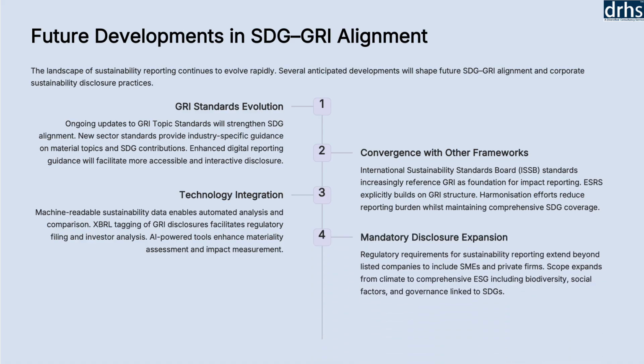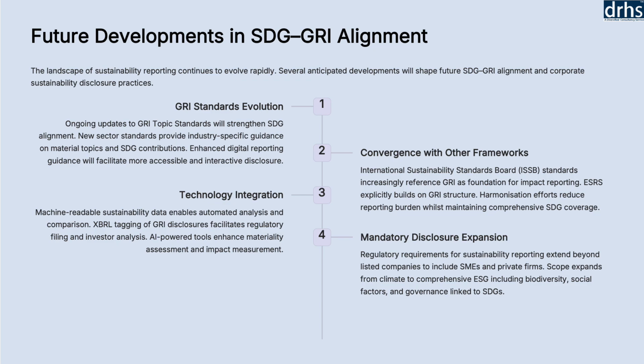Regulatory expectations are also expanding. Mandatory sustainability and SDG-linked disclosures are becoming more common across jurisdictions, moving beyond climate to include biodiversity, human rights, and governance. This will increase the importance of robust SDG-GRI alignment as a foundation for regulatory compliance and risk management.